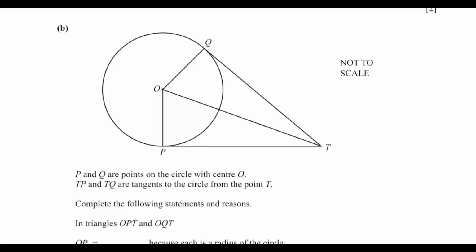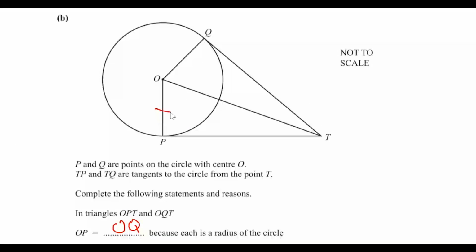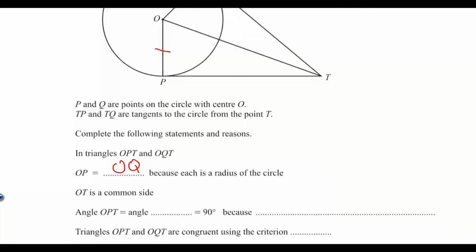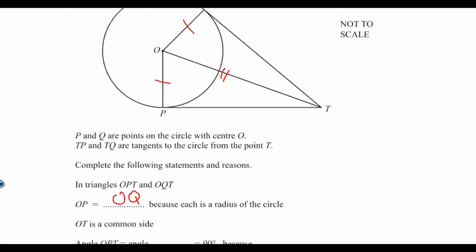P and Q are points on the circle with center O. TP and TQ are tangents to the circle from the point T. Complete the following statements and reasons. In triangles OPT and OQT, OP is equal to OQ because each is a radius. That is very obvious, they are both radii. OT is a common side. Yes, this is a common side, so I can put the reason there, common side.